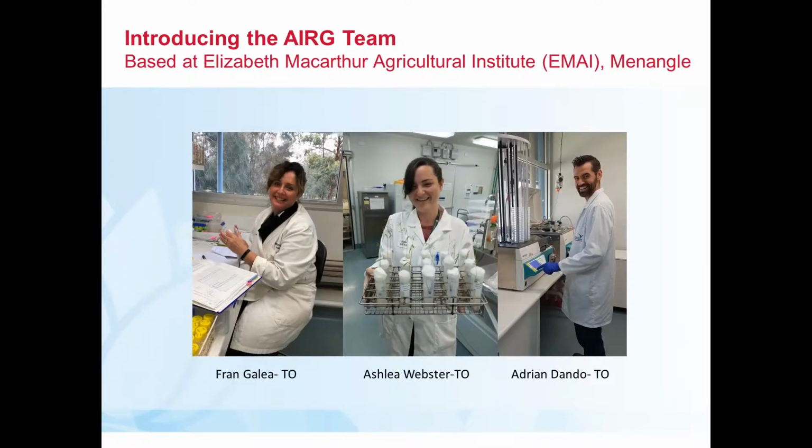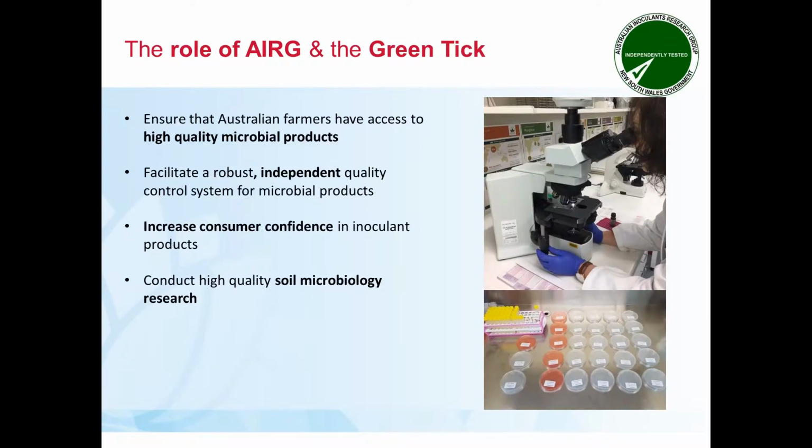So now I want to introduce my team, the Australian Inoculants Research Team. We're a small soil microbial team based at Elizabeth MacArthur Ag Institute at Menangle. The role of our group is to ensure that Australian farmers have access to high quality microbial products. We facilitate a robust independent quality control system for microbial products. So we independently test products for inoculant manufacturers. We hope to increase consumer confidence in inoculant products, by making sure they contain the right thing in the right numbers. And we also conduct soil microbial research.